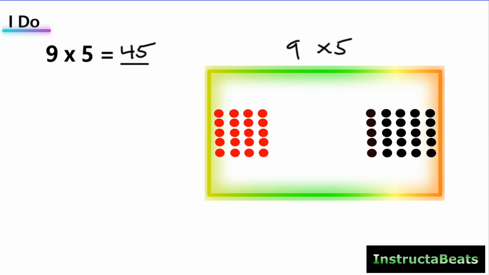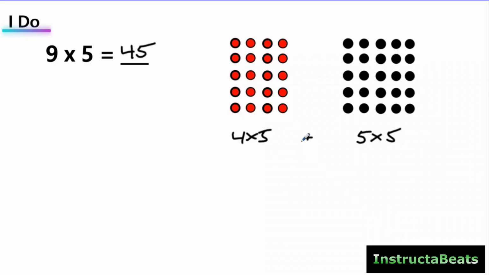Again, the total didn't change, right? I still have the same total. I just split the equal groups into more manageable chunks. So instead of having 9 groups of 5, now I have 4 groups of 5 and 5 groups of 5. And I know those basic facts, so this is going to be a lot quicker for me to solve. All right, so back to the whiteboard so I can actually write on this.